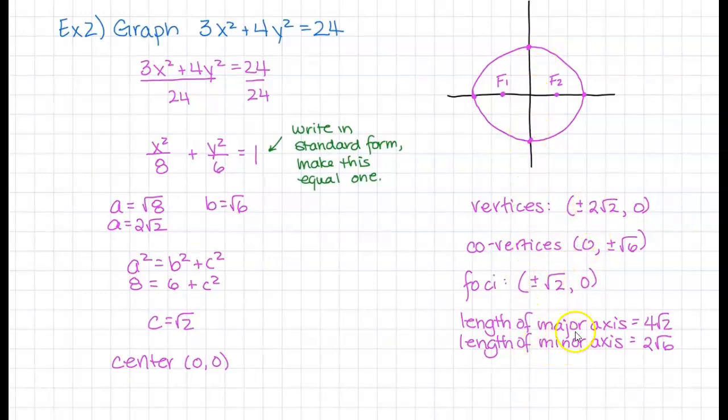And then we have the length of the major and the minor axis, where I just doubled. A was 2 root 2, and so you double it, you get 4 root 2. B was the square root of 6. You double it, you get 2 root 6.